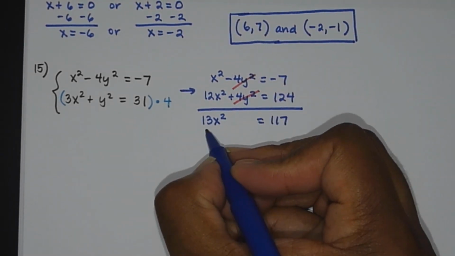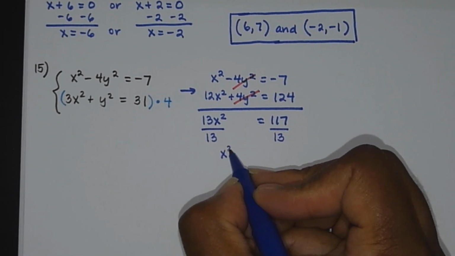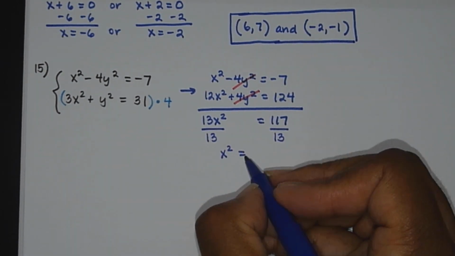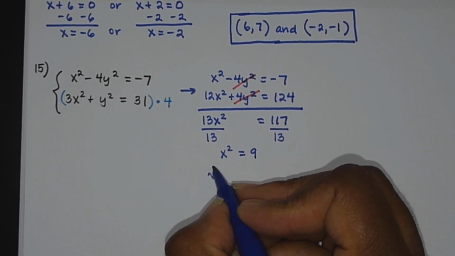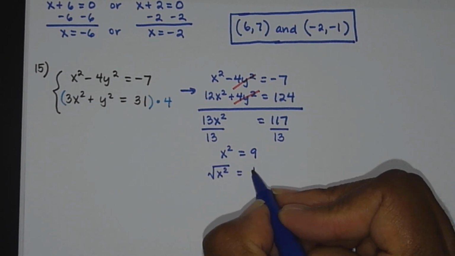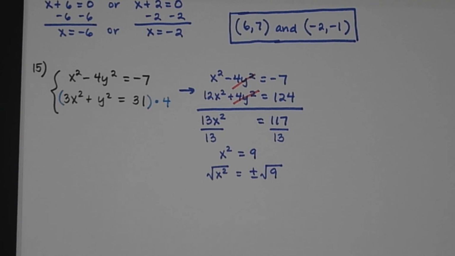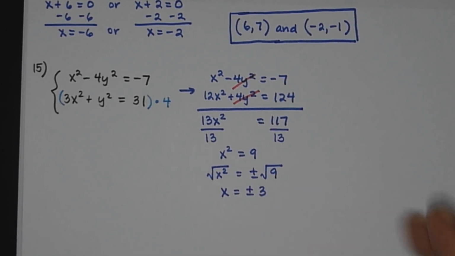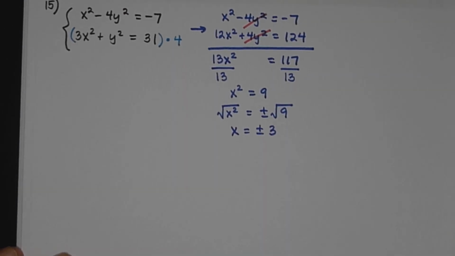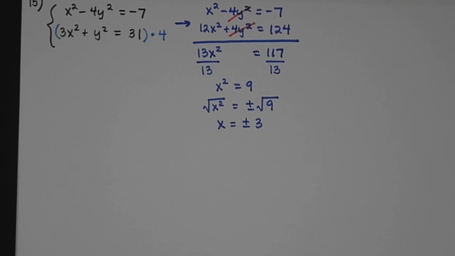Now to get x squared by itself, we will divide both sides by 13. So that means x squared is equal to what? 9. Now, to solve for x, we need to do what? Take the square root on both sides and include plus or minus. Anytime you're taking the square root on both sides, you always include that plus or minus symbol. So that means x is equal to plus or minus what? 3. So that means here x is equal to 3 or x equal negative 3. And for each of those x's, we're going to find out what y is.